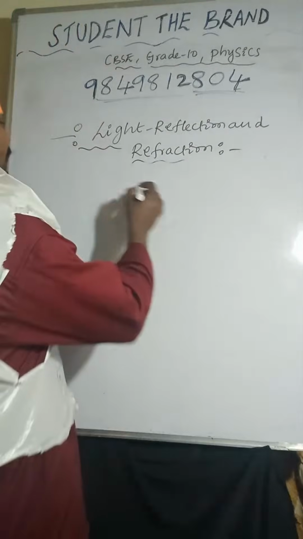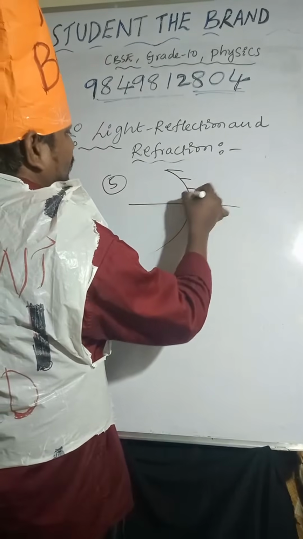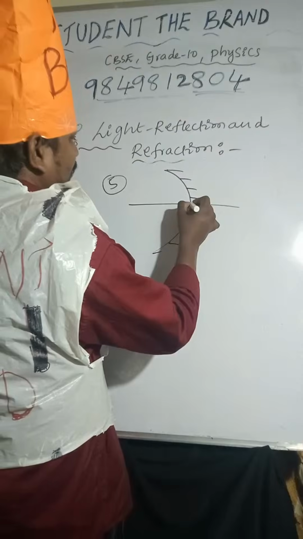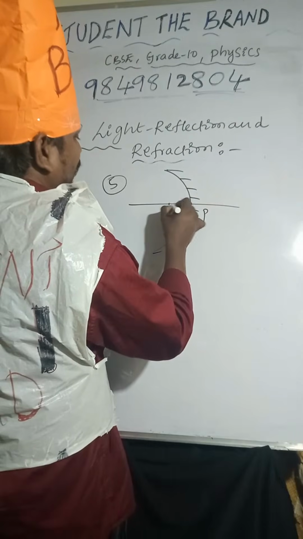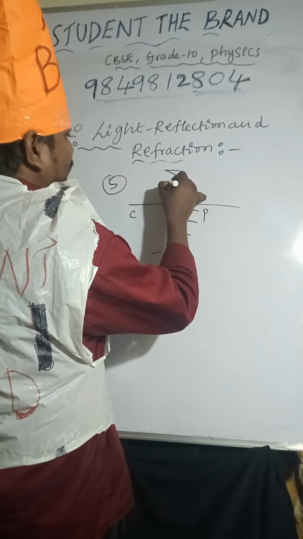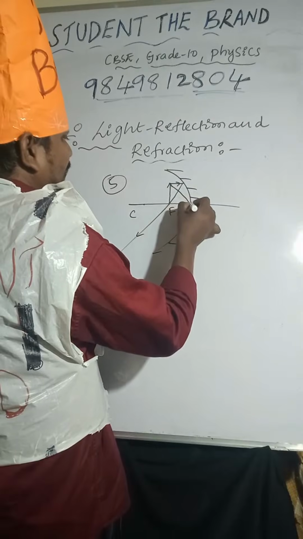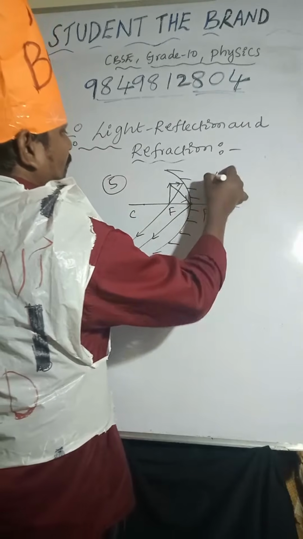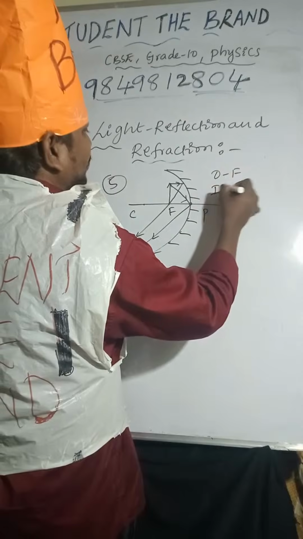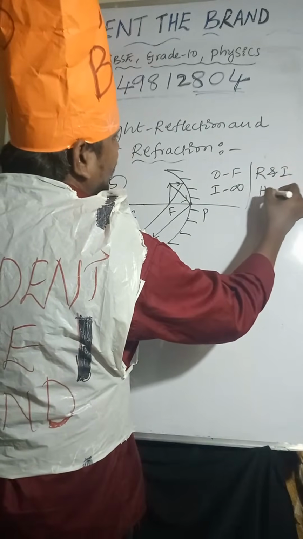So fifth one, object is placed at F. This is the pole, focus, center of curvature. Object is placed at F. One light ray I am taking like this, it passes through focus. Another light ray I am taking like this. So object is at F, image will form at infinity. Nature of the image is real and inverted and highly enlarged.